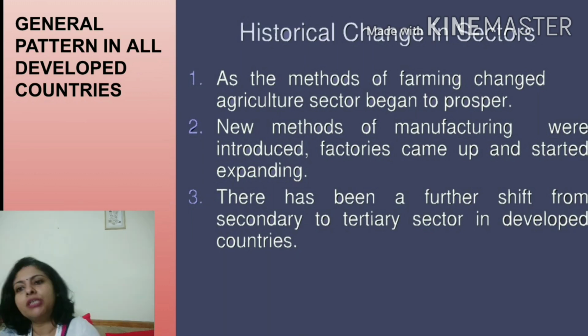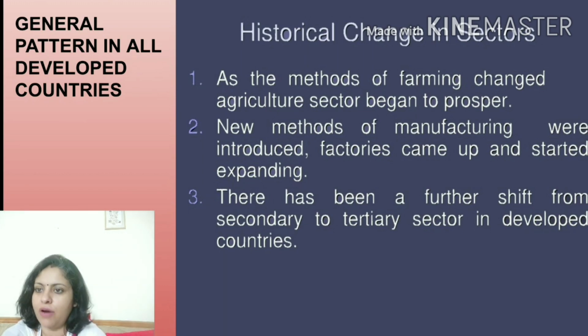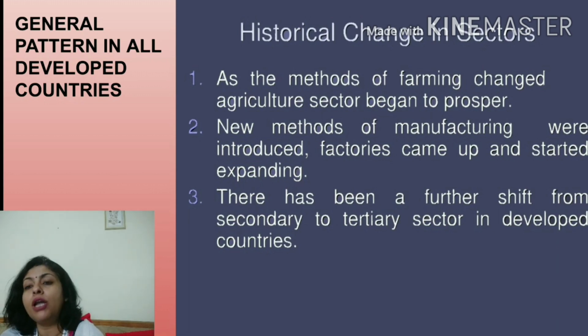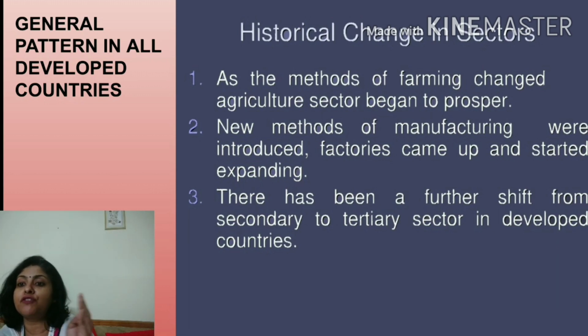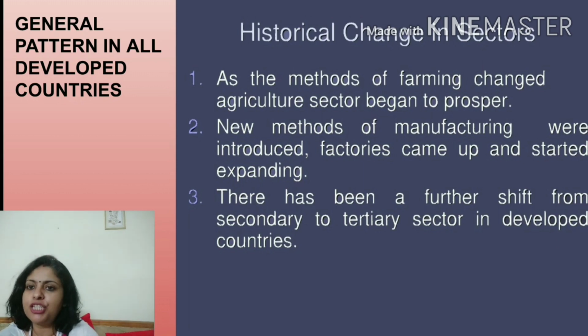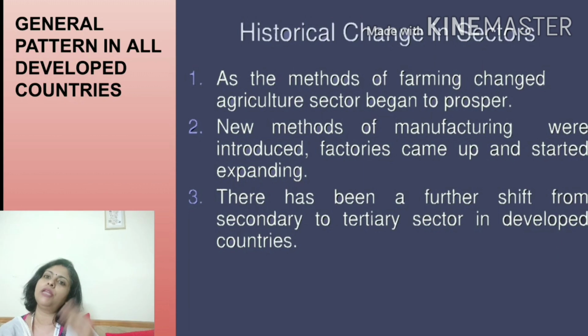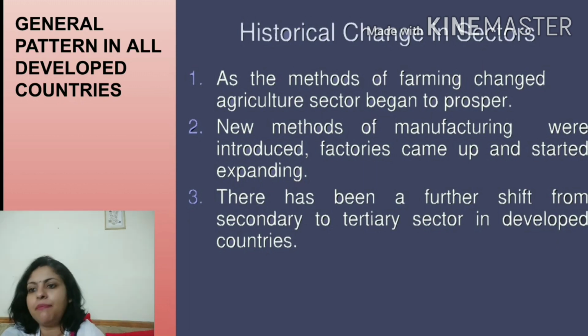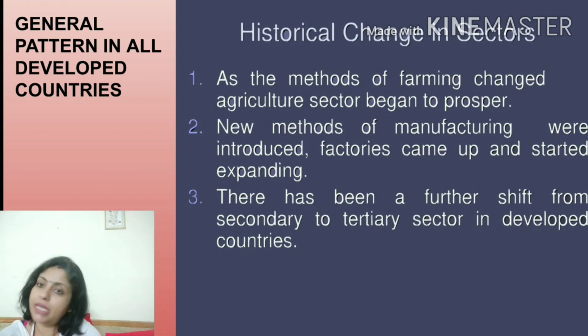Now, let's do a recap of what we have studied so far. What we have studied is basically the general pattern that we see in all developed countries in terms of shift of the economy. When I say the shift of economy, it means shift from primary to secondary and finally to tertiary. So that is the historical change in sectors. Initially, as the method of farming changed, the agricultural sector started to flourish and become better and better because of the use of technology.